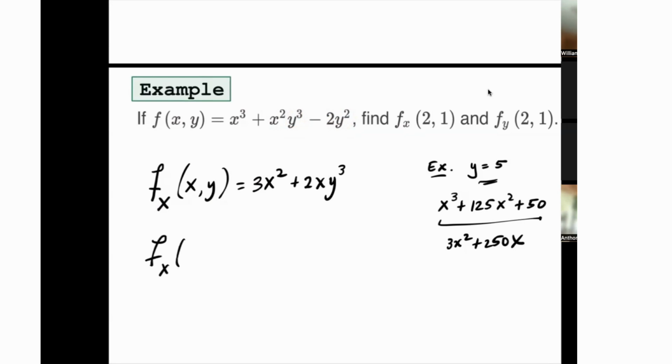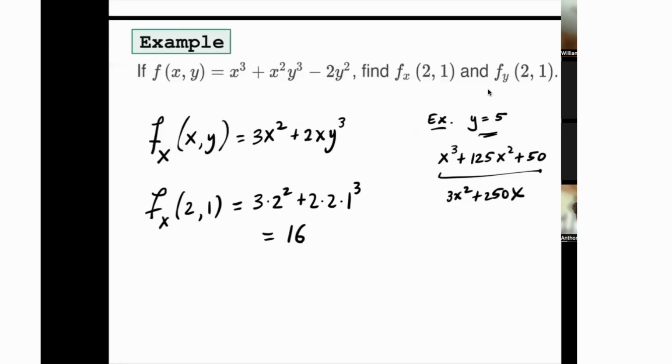And then now we can compute the partial derivative with respect to x at a point just by substituting. This is 3 times 2 squared plus 2 times 2 times 1 cubed. This works out to, I guess, 16.